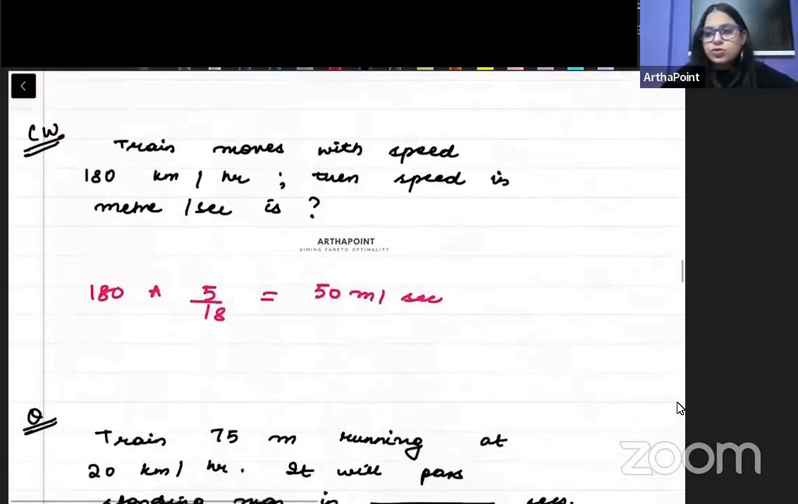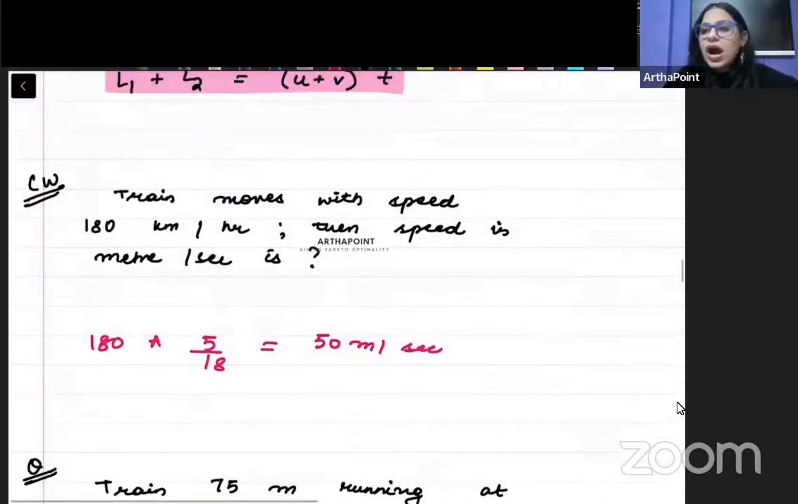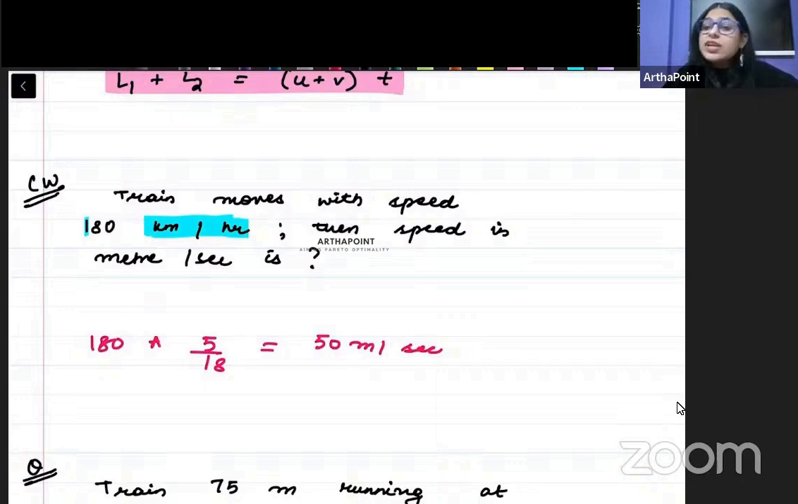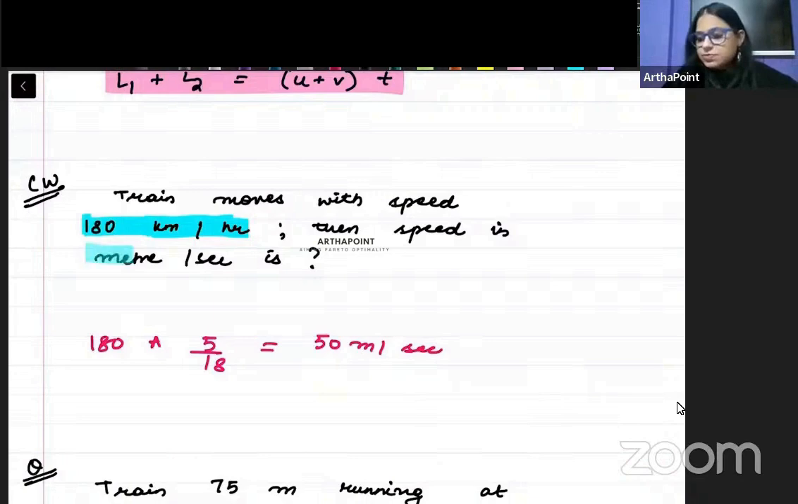Let us look into one of the questions first. This is a basic question. In this case, you must know how you can convert the speed which is given in kilometer per hour into meter per second. Sometimes in the exam, we need some conversion, right? So we need to know how to convert. We are given 180 kilometer per hour and we need to convert this into meter per second, right?